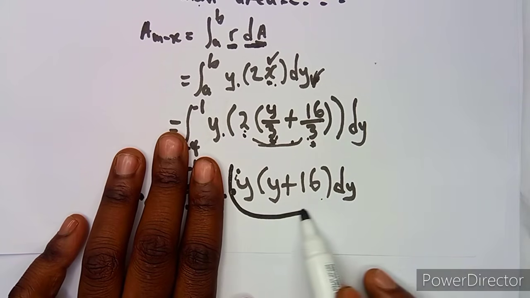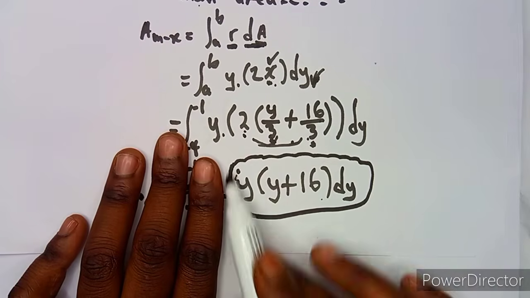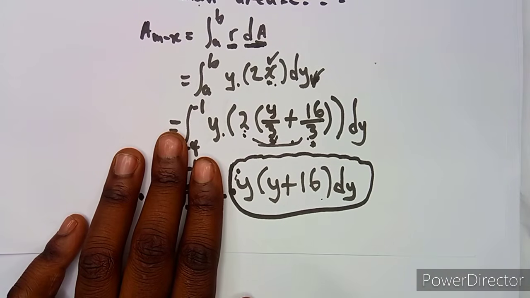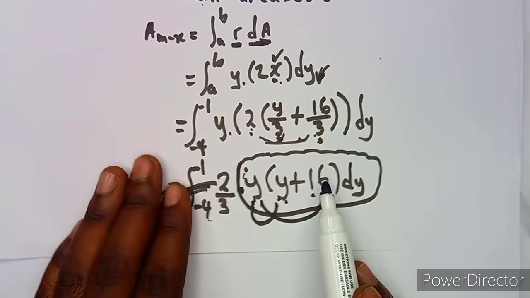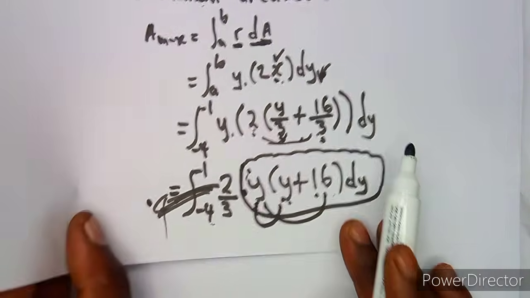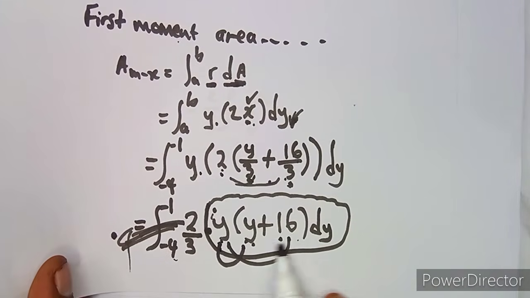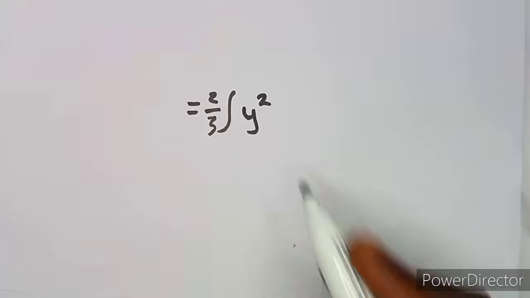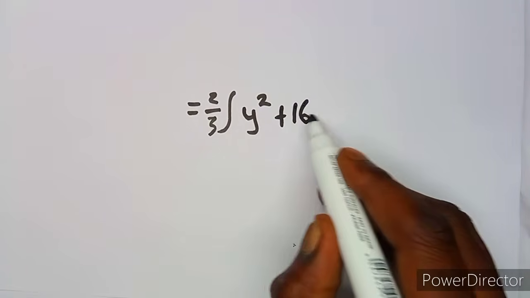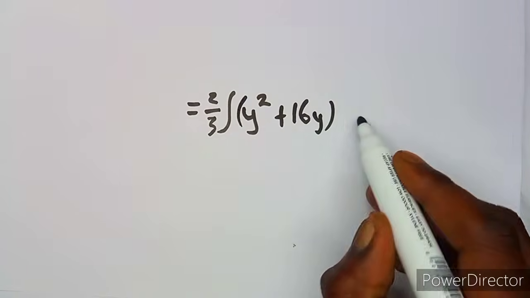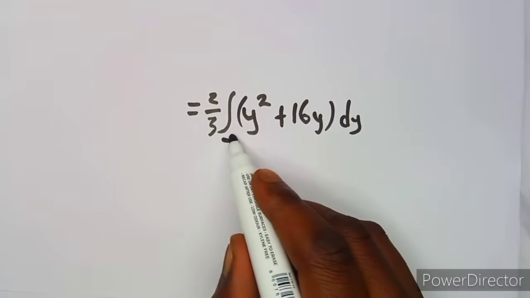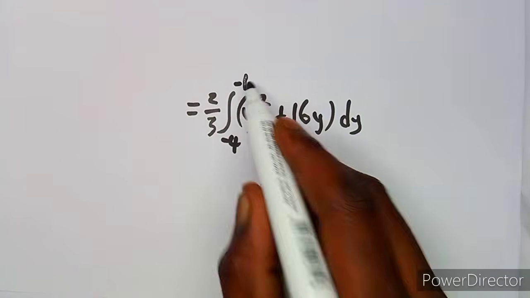But can we integrate these, guys? It's impossible. Are you seeing that? So we have to expand the bracket at least. We're going to expand y and 16. So y times y, that's y squared. We are now expanding the bracket there, so you're going to remain with y squared. Then y times 16, which is 16y. So we're going to remain with plus 16y like this, and this is with respect to y and our limits, -4 up to -1.